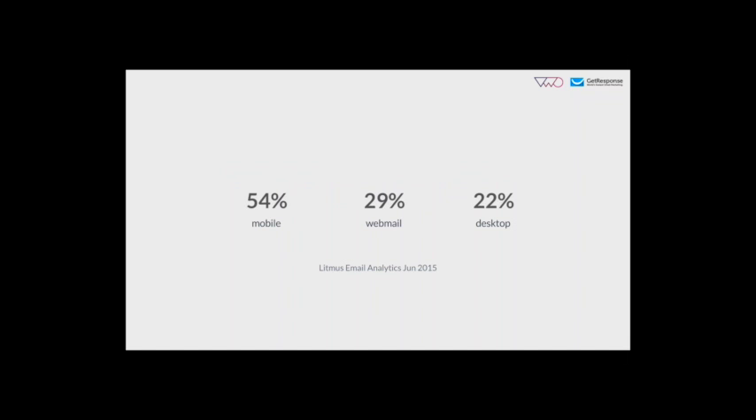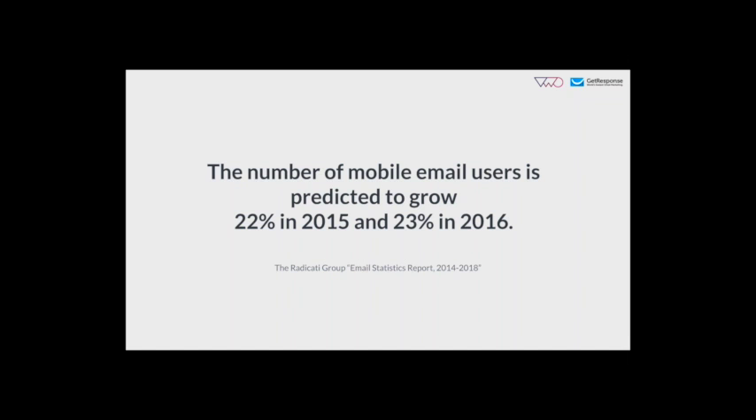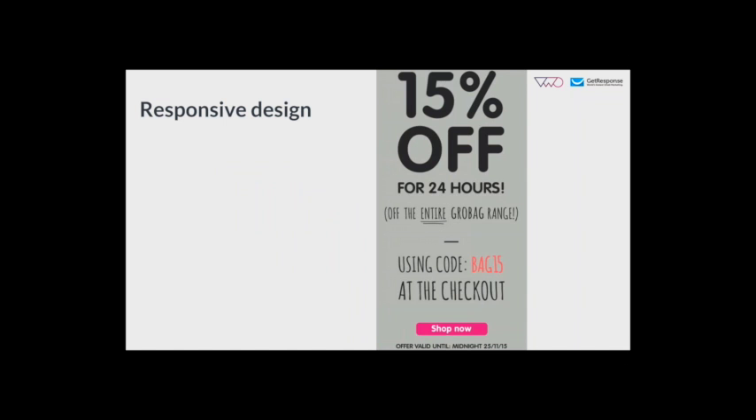According to Litmus, it's 54% of all emails that are read today on mobile devices. 3/4 of Gmail users read their emails on a mobile device. And the numbers are growing and growing. And the list goes on, so the stats are abundant. So mobile is not something that we can leave out of our email strategy today. The answer to that is responsive design.